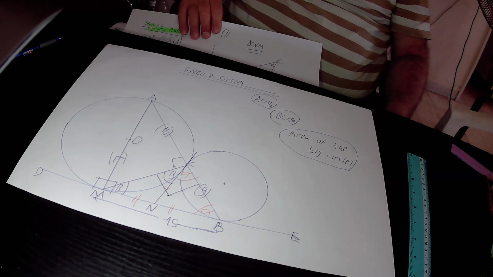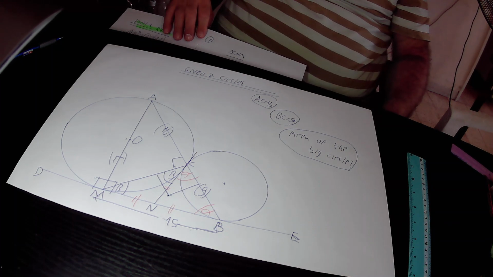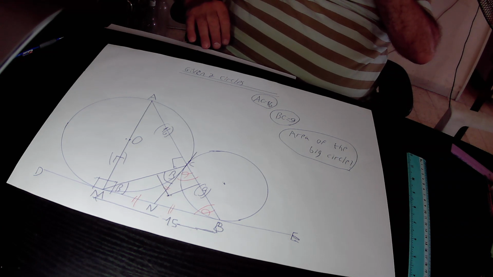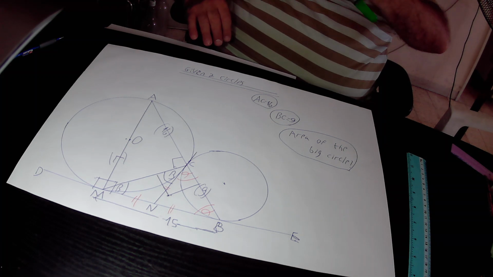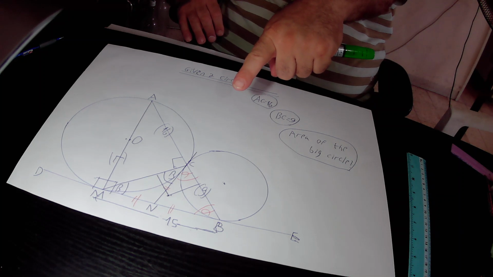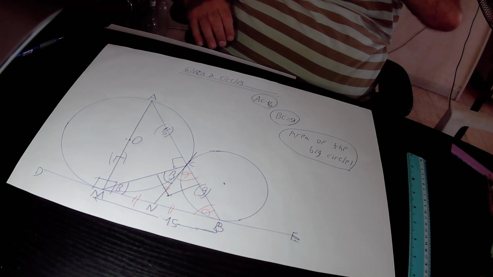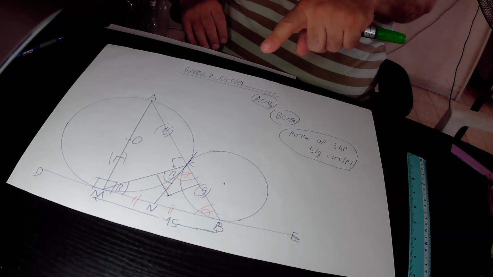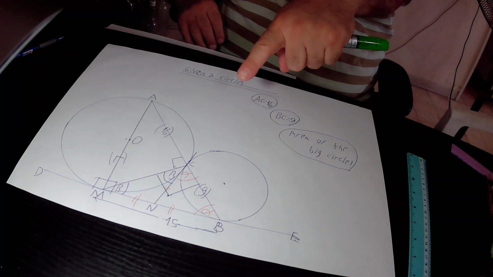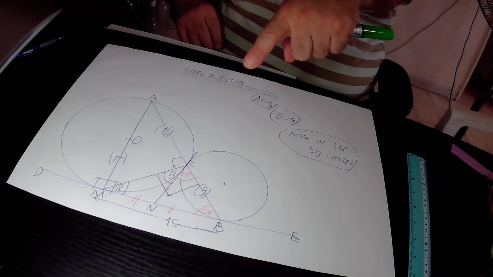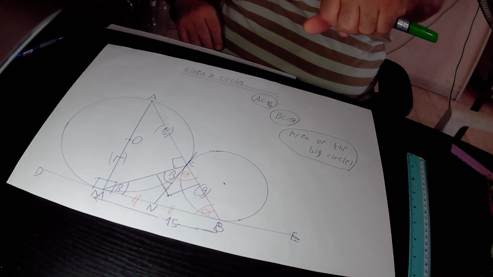we did a construction. That is to say, we draw a tangent that is tangent to both circles at point C. Again, we draw a tangent that is tangent to both circles at point C. That is to say, we draw a common tangent that is tangent to both circles.